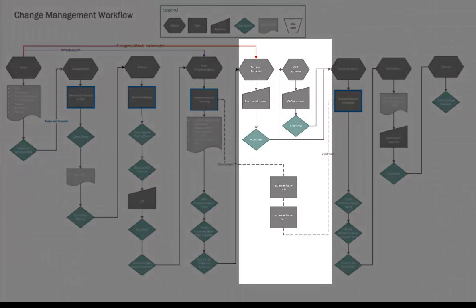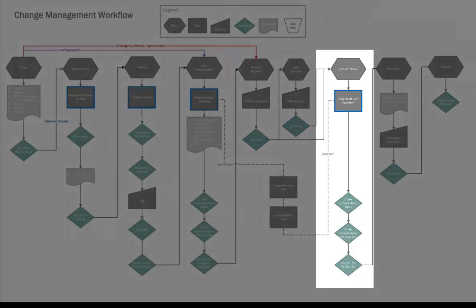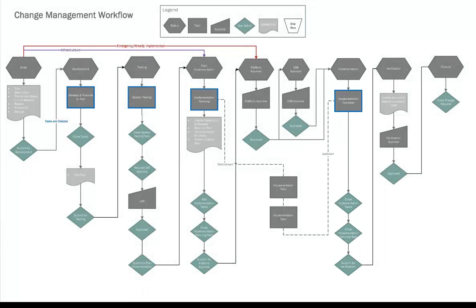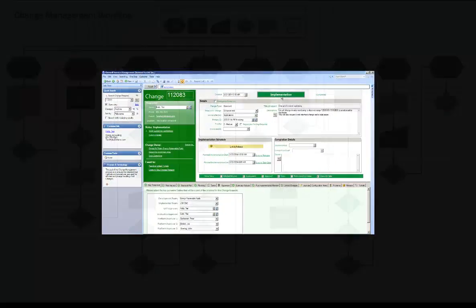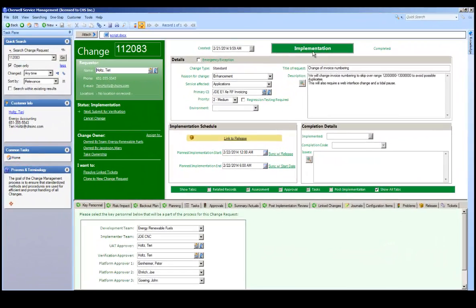We begin this video moving out of the platform approval or CAB approval phase and moving into the implementation phase. During this phase, the logic is fairly straightforward. Execute the planned tasks in the order listed. If there is a problem, resolve it and move forward to the next stage, or execute your backup plan to revert back to the prior state.